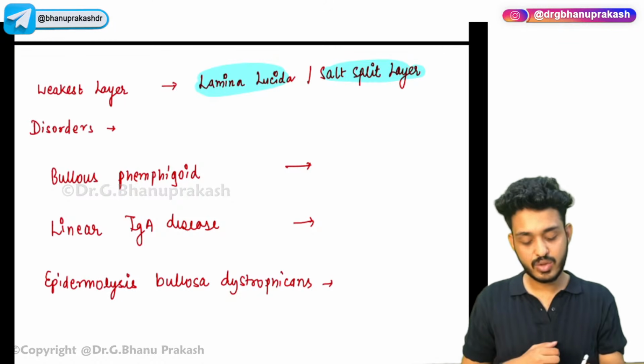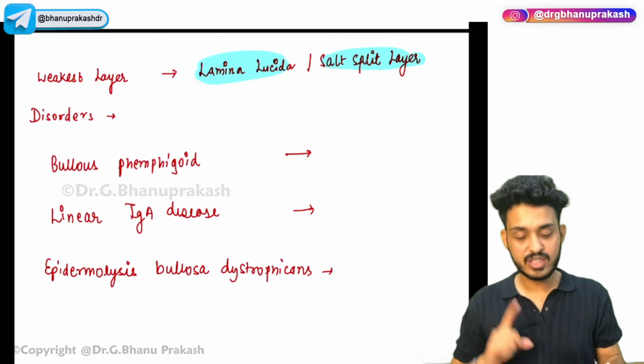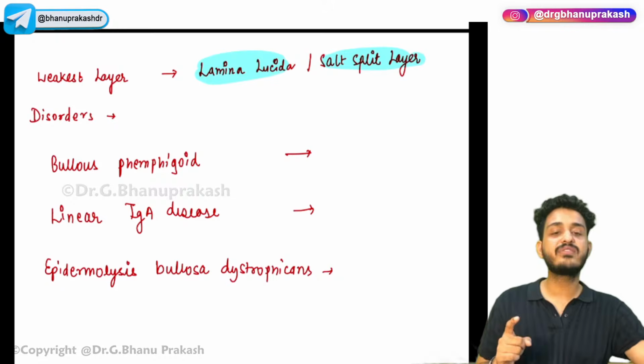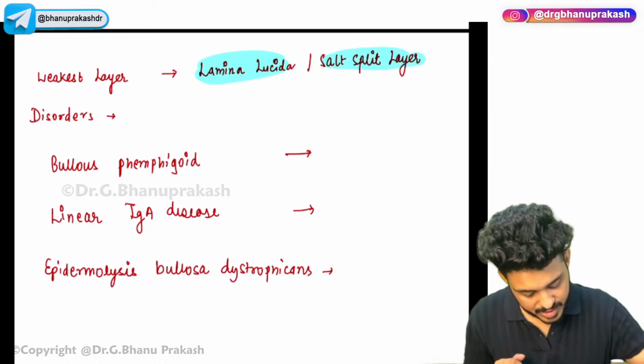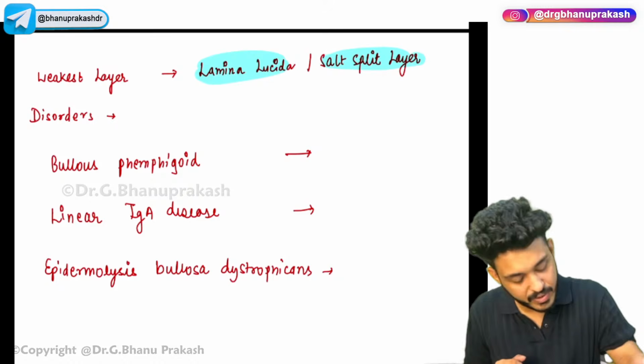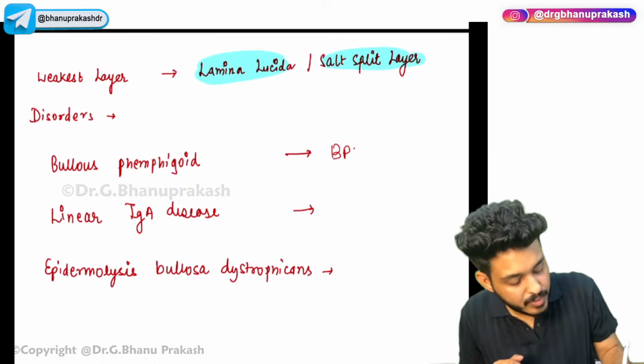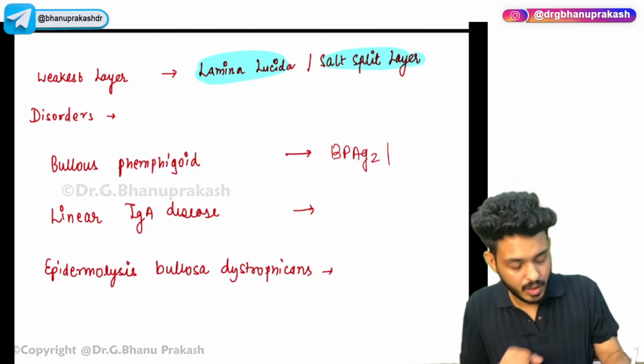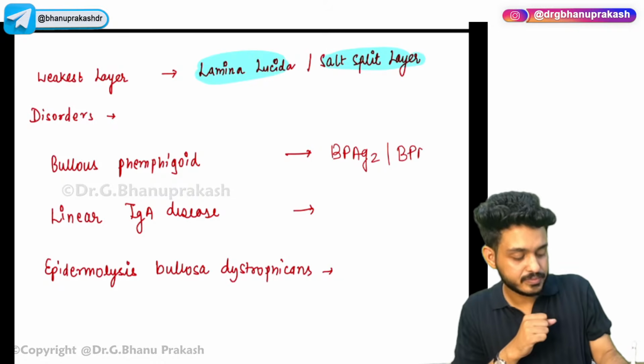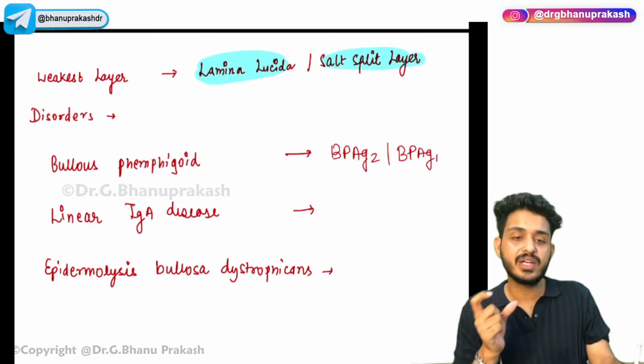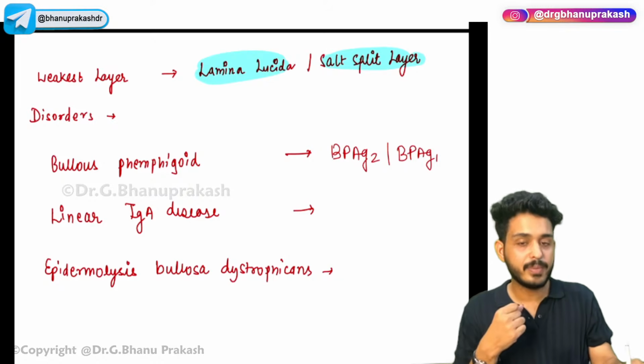What are the disorders that can happen over here? First one is your bullous pemphigoid. The meaning will be simple. What will happen in bullous pemphigoid? You will have antibodies against BPAG2 or BPAG1.